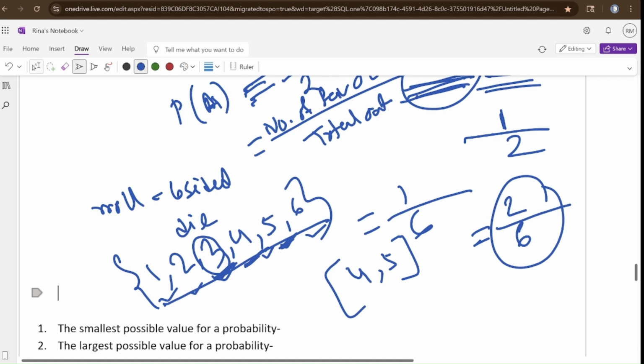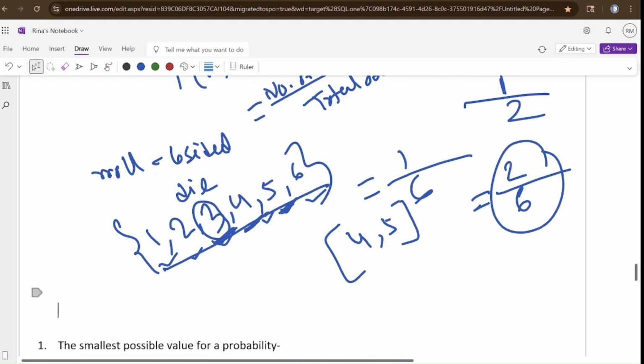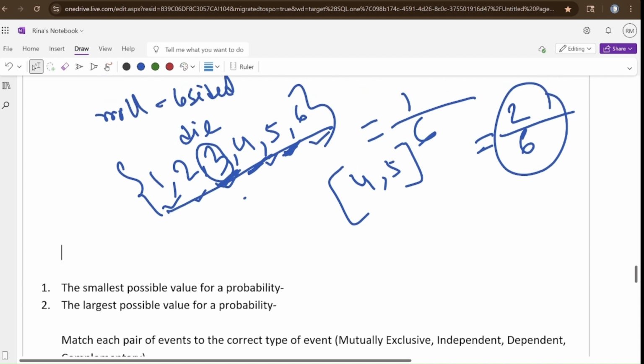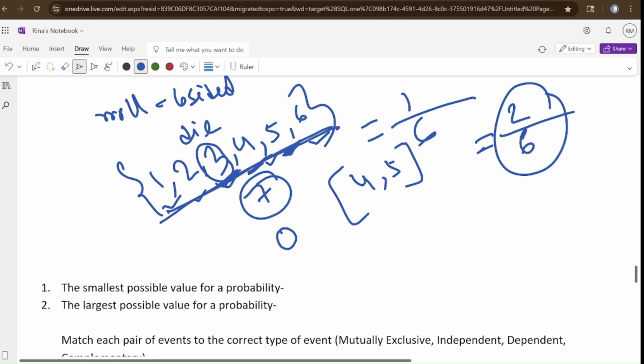Okay, so now the question is, what is the smallest possible value for a probability? If I ask you what is the probability of getting 7, then you will say it is 0, because there is no probability that there will be any 7. In your die there is no 7. So the smallest possible value for a probability is 0. What is the largest possible value? Let's say I ask you what is the probability of getting from 1 to 6. Then all are favorable outcomes, right? 6 is the favorable outcome.